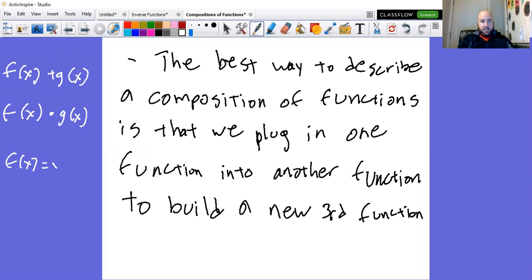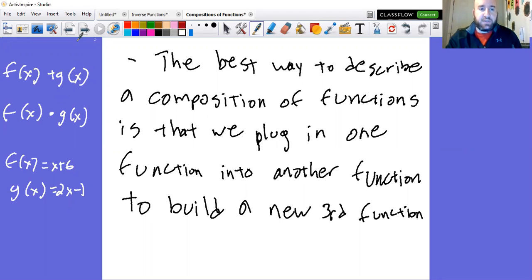f of x is x plus 6. g of x is 2x minus 1. So if I was adding them, it's essentially adding polynomials, combining like terms. x and 2x is 3x, 6 and negative 1 is 5, so if I added those, it'd be 3x plus 5. If I multiplied them, x plus 6 times 2x minus 1, you would do FOIL or the box method and eventually get 2x squared plus 11x minus 6. But that's not what we're doing. We're plugging in the first function into the second function to create a third function.